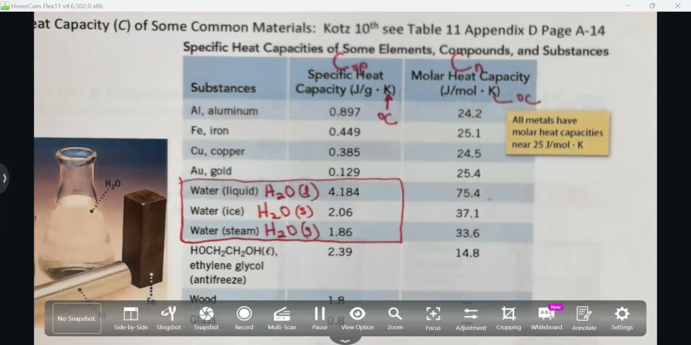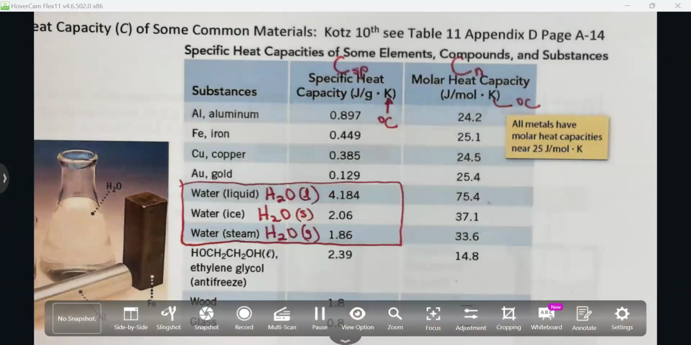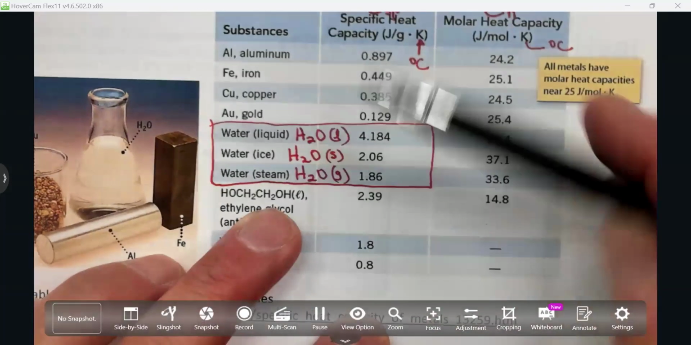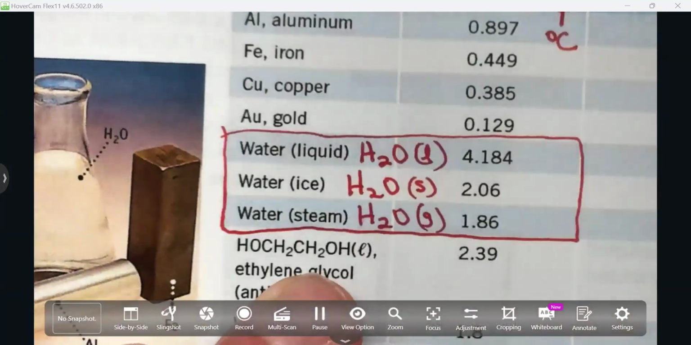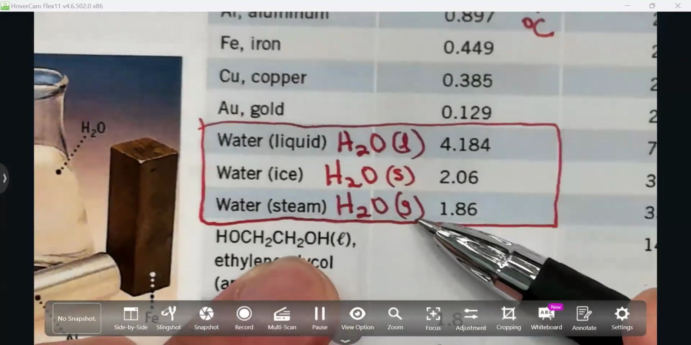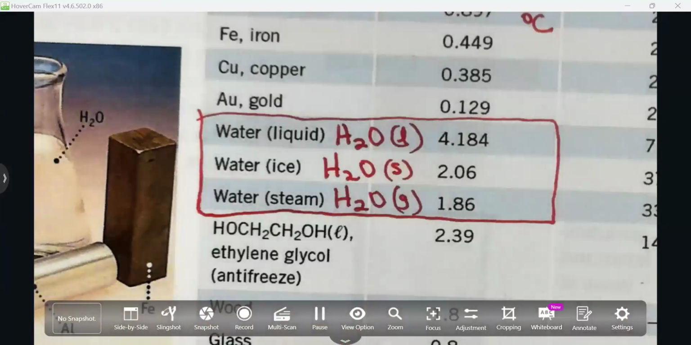Otherwise, they don't come out correct. The specific heat values are a little funky if you Google them. Some are a lot funky. Okay, then we said that if you have liquid water versus solid ice versus H2O as a gas or steam, it takes different amounts of energy to heat them up, depending upon what phase they are in.